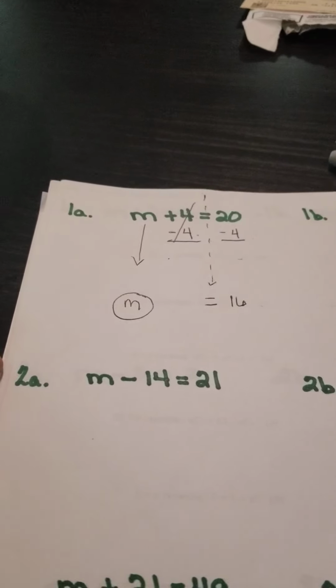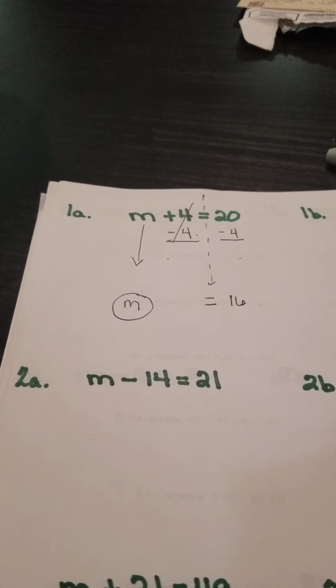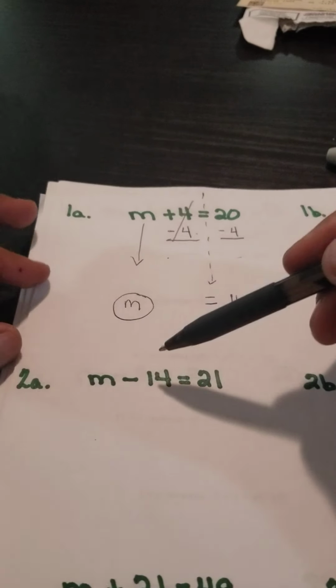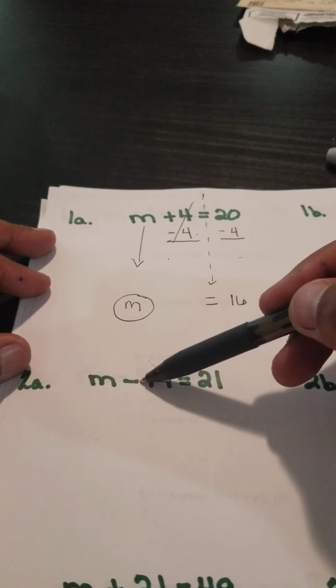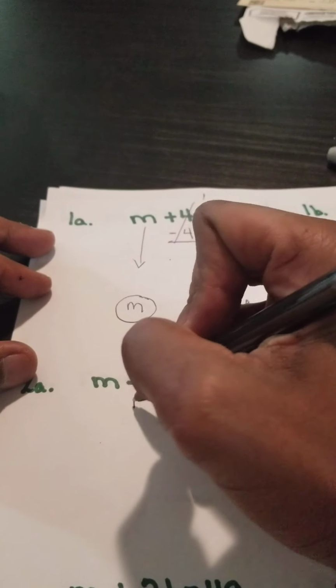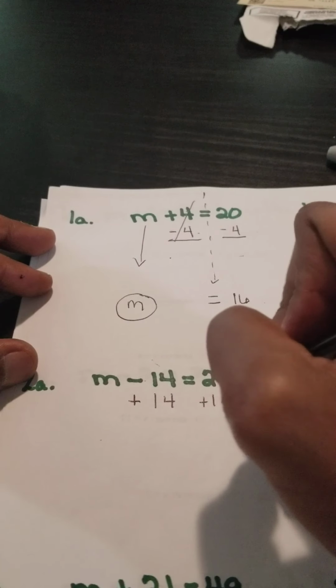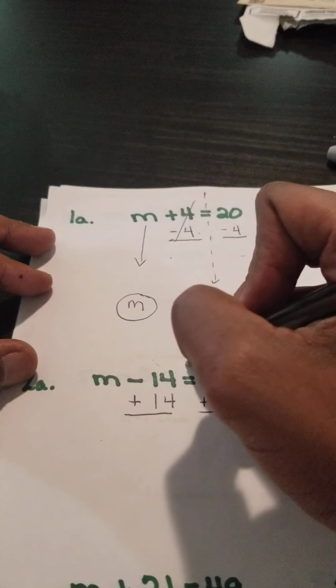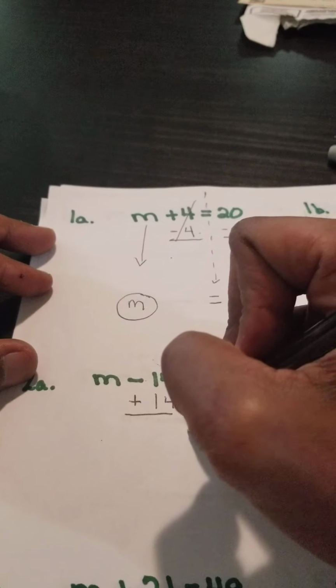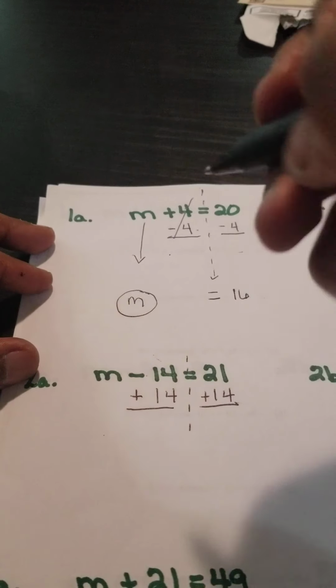All right, m minus 14 equals 21. So this time we have a subtraction problem. So the opposite of subtraction is addition. And we do that to both sides.